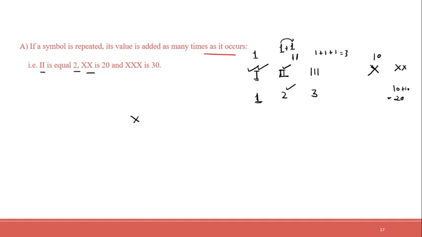And if I write it like this, what does it become? 10 plus 10 plus 10. That means 30. Got it? So this is the very basic first rule of the Roman numeral. That means if we write two numbers together, the numbers will be added.